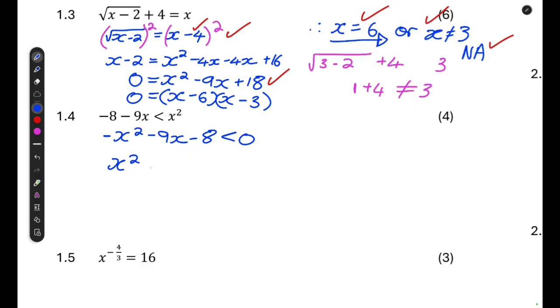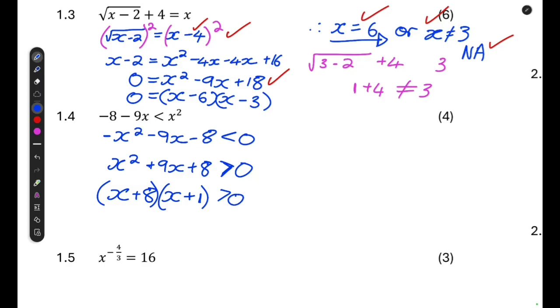So I'm just dividing everything by minus, and that would then become plus 9x plus 8, and then super important, this would flip the sign because I divided by a minus. Now I can see this will just be (x + 8)(x + 1) greater than 0. Now I know my critical values would then be minus 8 or minus 1. What that means is if I draw a happy face, those are the two x-intercepts. So minus 8, minus 1.